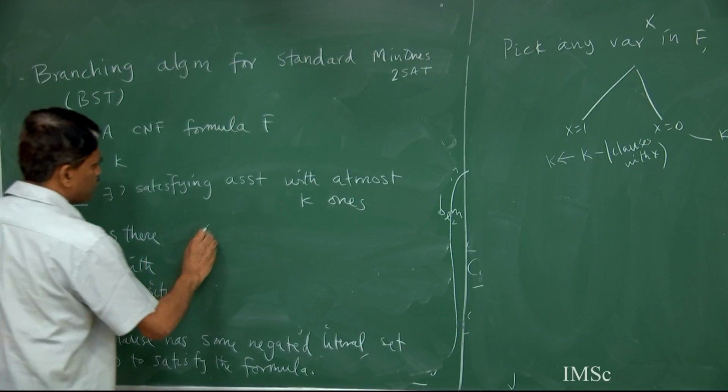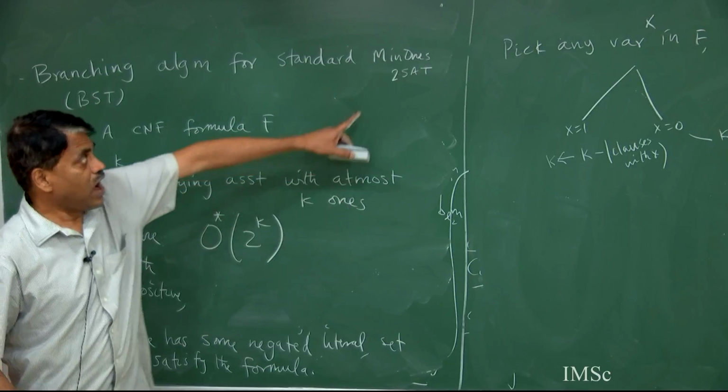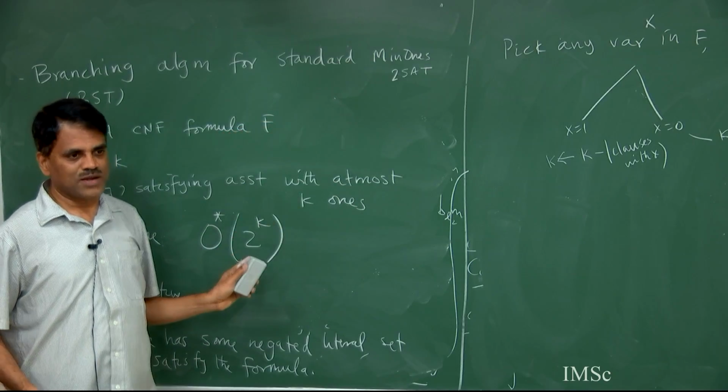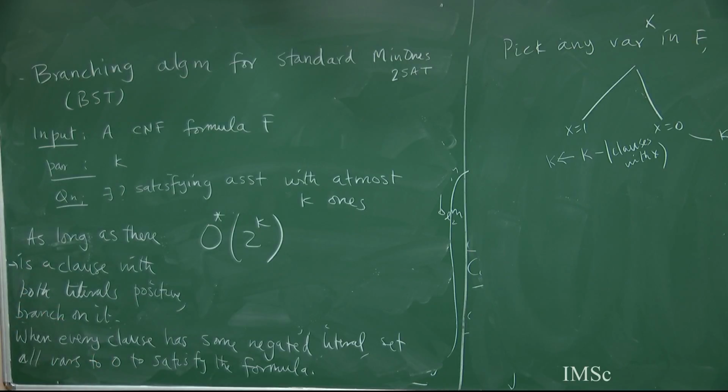So, this is like a 2 power k algorithm, because whenever you branch, it is a 2-SAT. If you are talking about r-SAT, it will be like an r power k, right? The same argument, as long as there is a pure clause, you just do an r-way branch, and you reach a stage where every clause has some negated variable, you can set them all 0 and every clause will be satisfied.